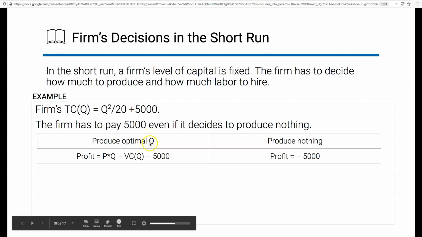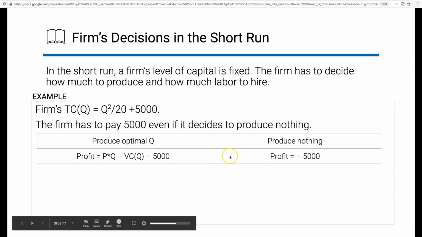What happens when you produce a positive amount? You would choose quantity that maximizes your profit by setting marginal cost equal to the price. And if you produce a positive amount, your profit will be the difference between the total revenue, that is price times quantity, minus the variable cost of production, minus the fixed cost of 5,000 that you have to incur. If you choose to produce nothing, your profit is going to be negative 5,000 because the fixed cost has to be paid no matter what.